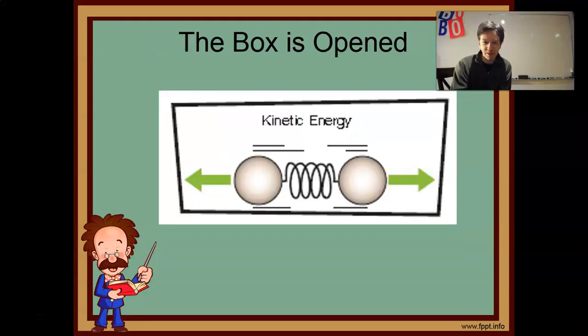Okay. Now we open that box. And inside the box, this is what we see. We see two masses moving apart due to a spring. Now, this is an amazing spring because these two masses are moving apart at almost the speed of light.